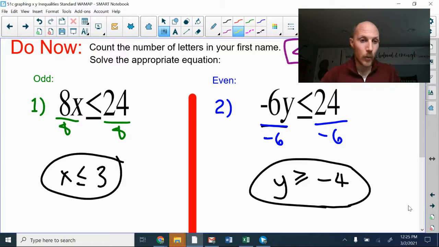Nice. All right. Hey, so for number one, we just divide both sides by 8. So x is less than or equal to 3. And number two, we divide both sides by -6. Since we're dividing by a negative number, we need to flip that inequality symbol so that it faces the opposite direction. y is greater than or equal to -4.